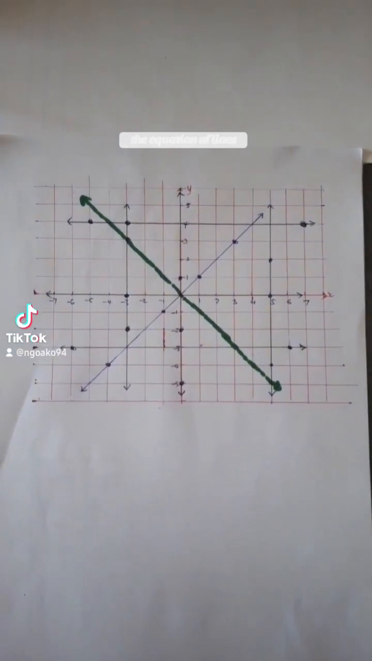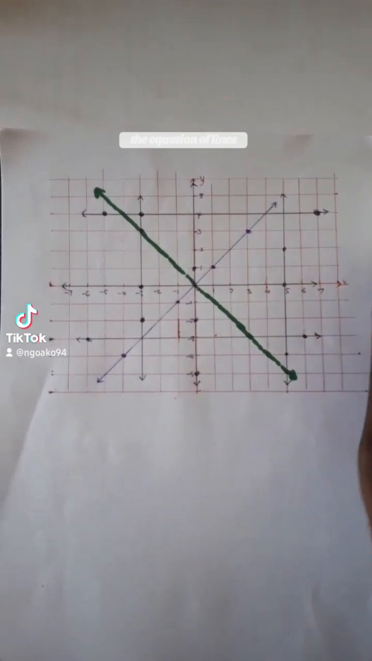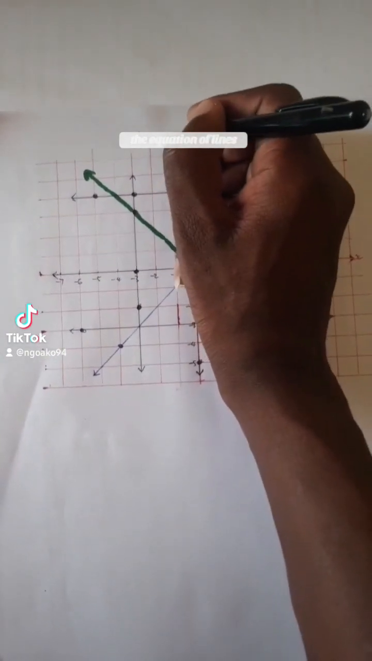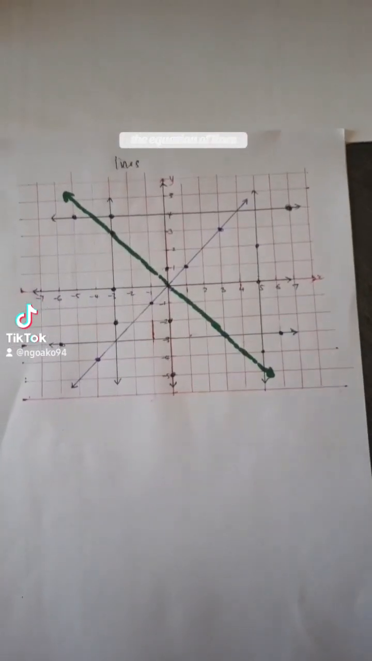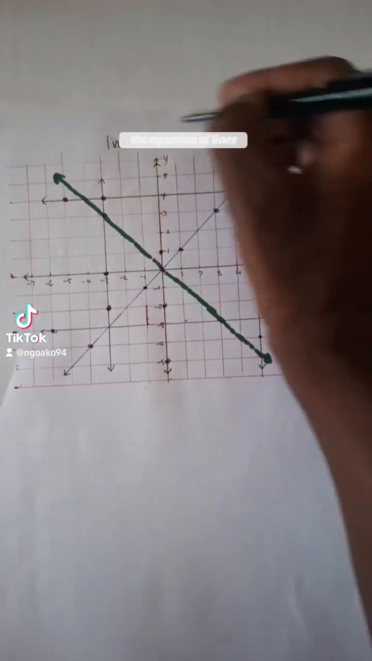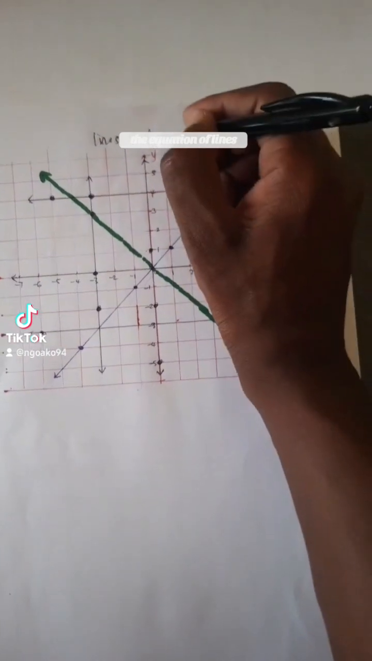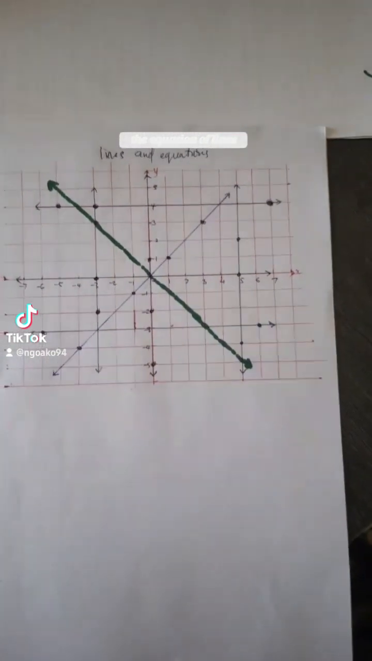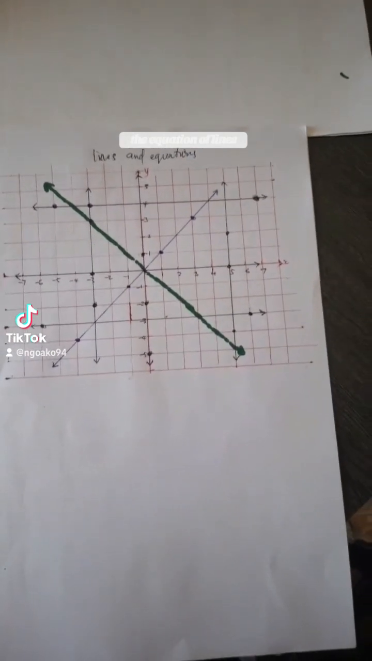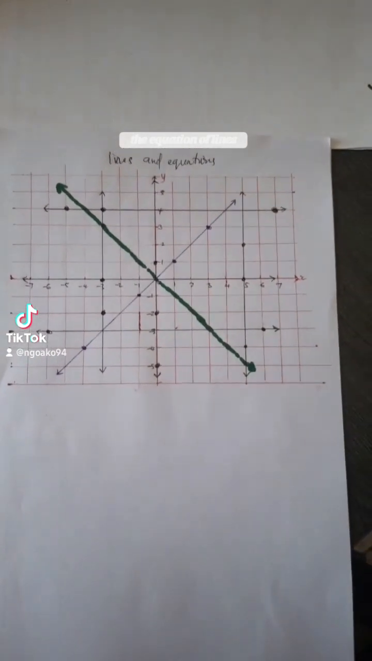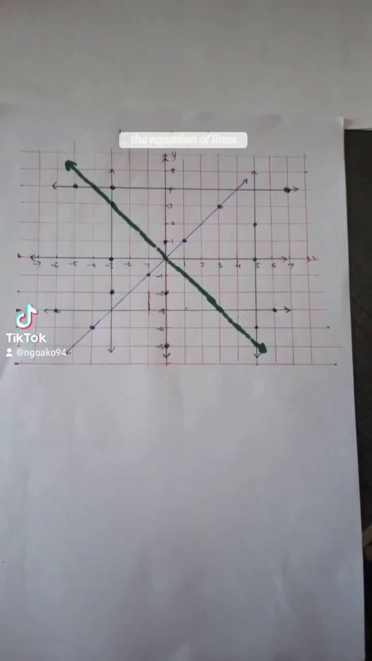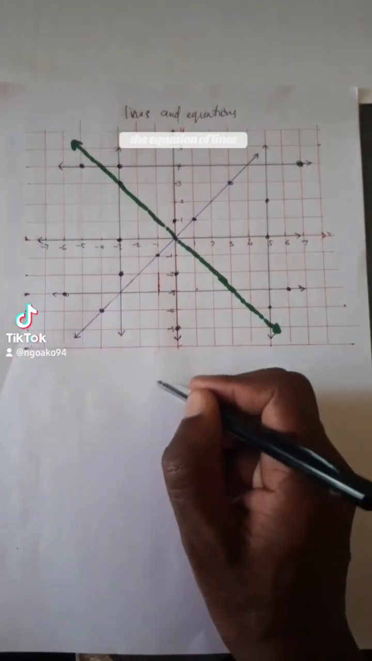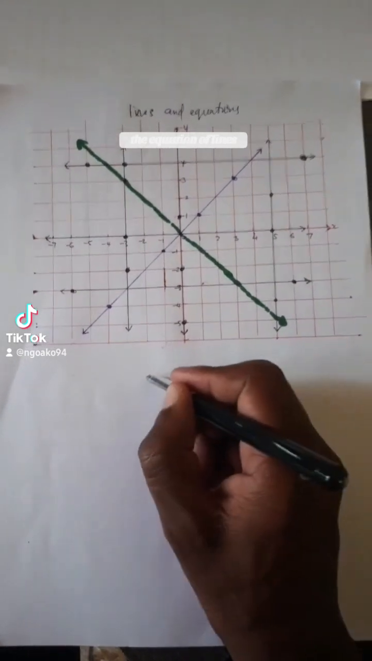Right. Let's look at the lines and the equation. So we have different lines here, and then we need to check the equations. So each line has an equation here. Now, where do we start? Because they're straight lines, we are used to the equation of a straight line.